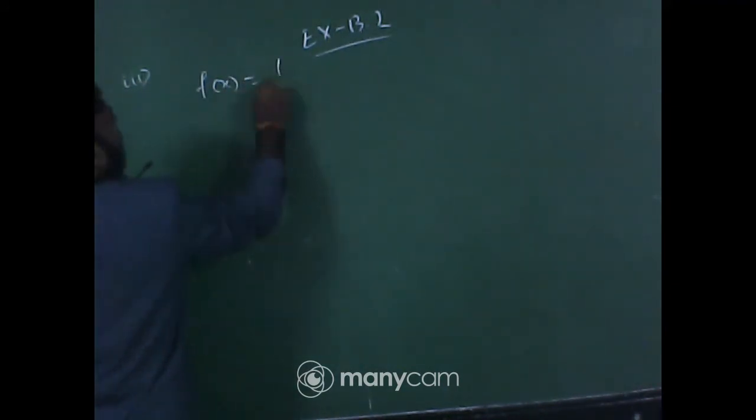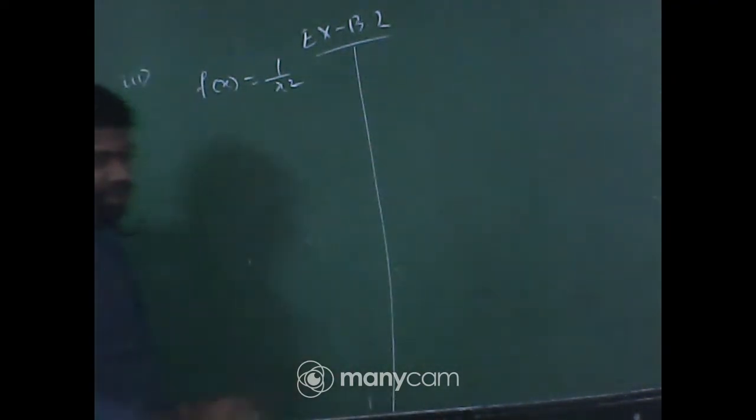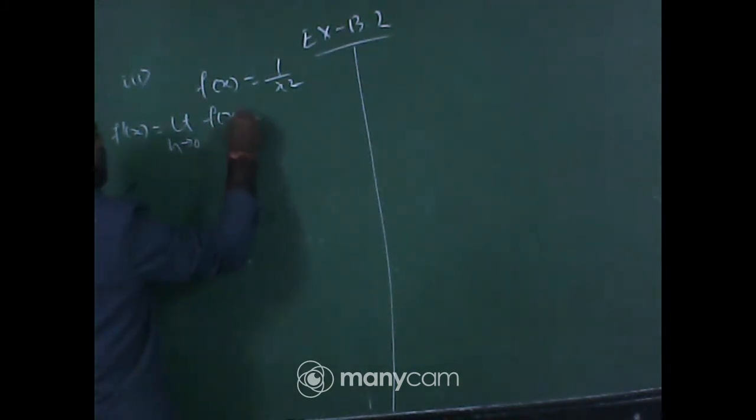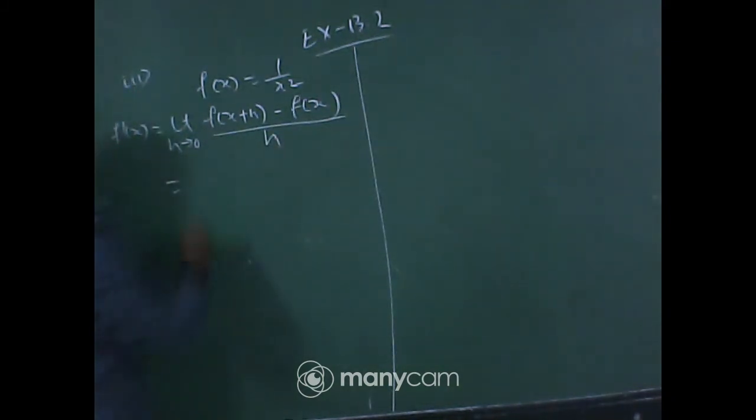f(x) equal to 1 by x square. Now f dash x equal to limit h tends to 0, f(x+h) minus f(x) by h. f(x) equal to 1 by x square, then limit h tends to 0, it will be 1 by (x plus h) whole square minus 1 by x square by h.